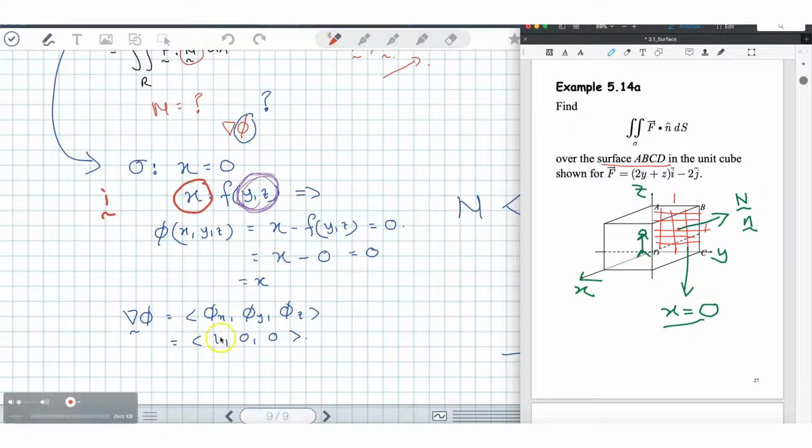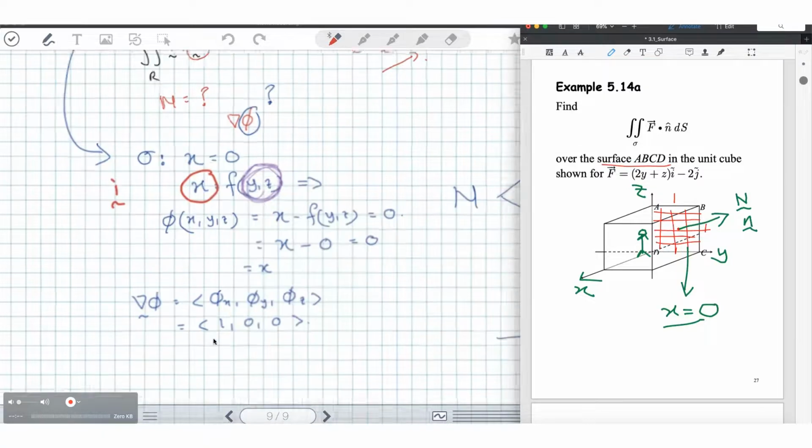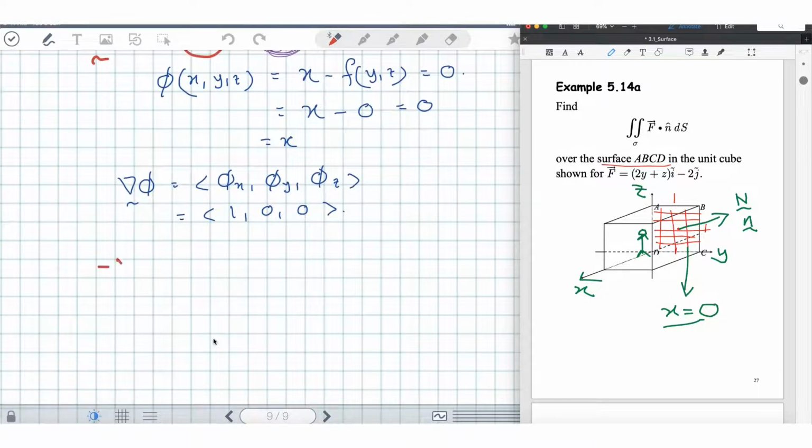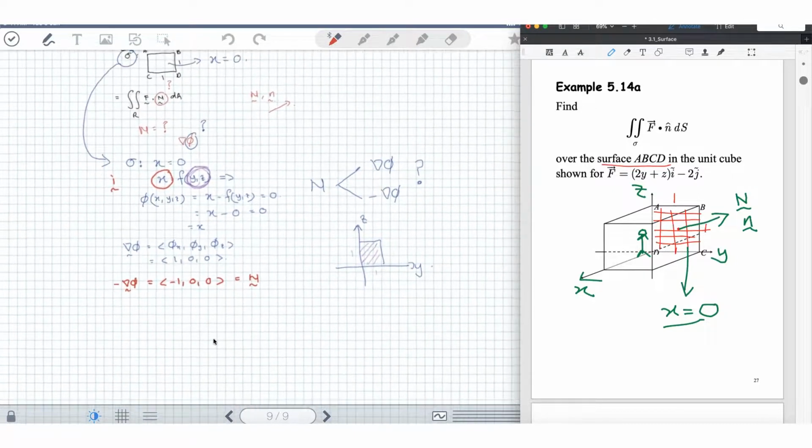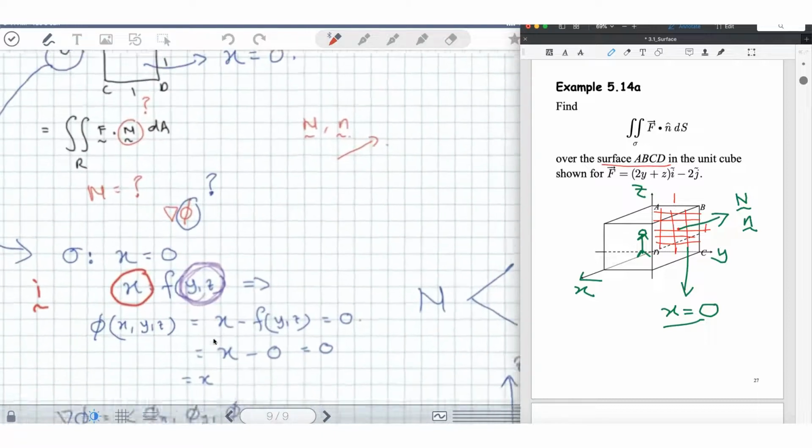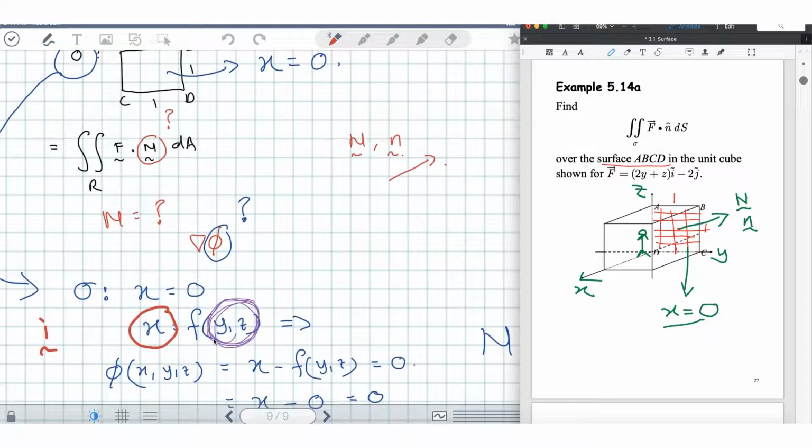Now by looking at your result here, it is positive, right? So we have to make sure that the component i here should be negative. How can we make it negative? To make it negative, we just multiply all of the gradient phi by -1. So now it becomes -1, 0, 0. Then this is your n. Okay, so now we already got our n.